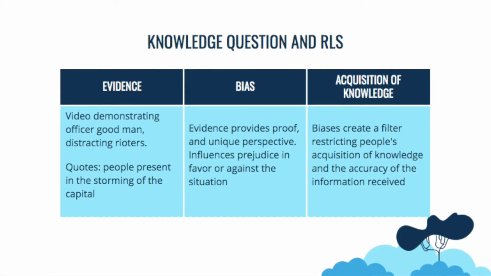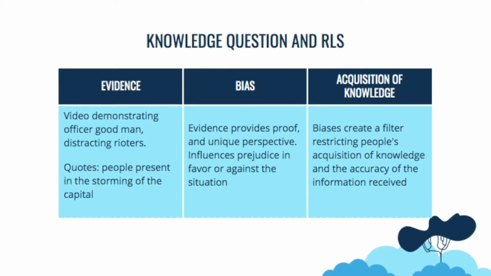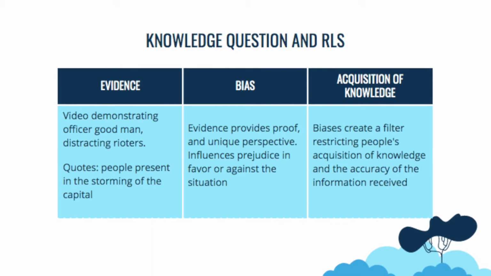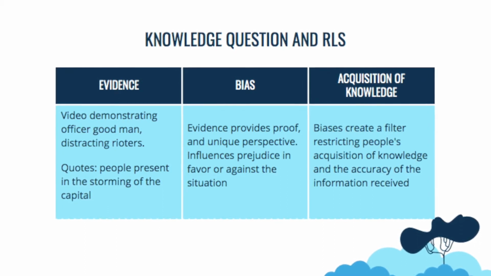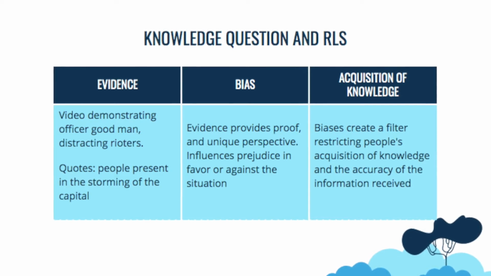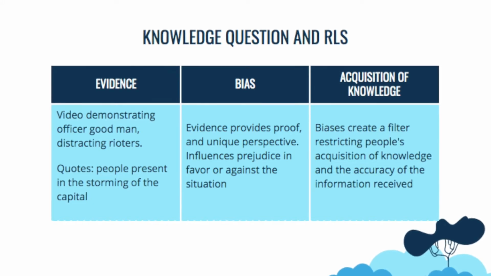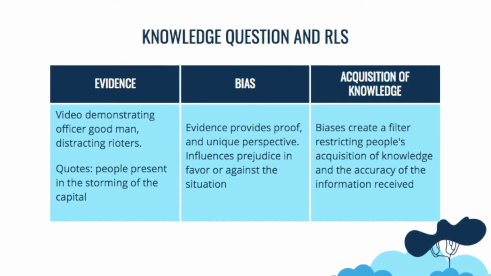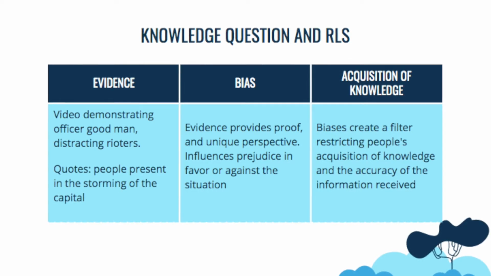These relate to the real-life situation, as the article provides evidence of the situation and the events that occurred at the White House. The video demonstrates Officer Goodman's attempt to distract rioters, allowing Senate members to be locked inside of the chamber. Also, many quotes were provided that give a testimony of the events and support the actions of Officer Goodman.